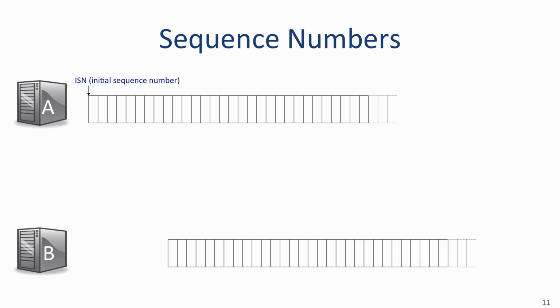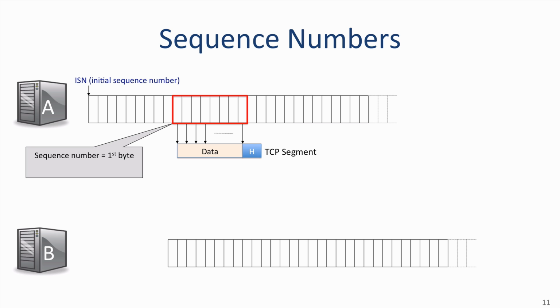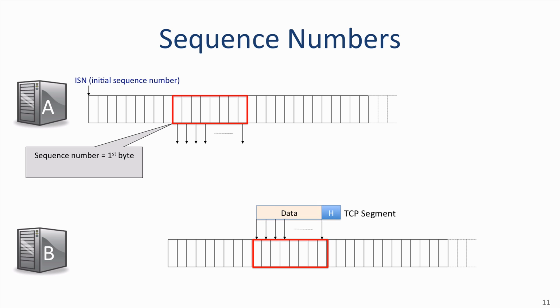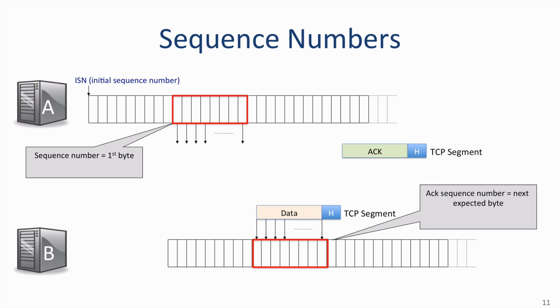So to summarize how sequence numbers work, the sequence number in a segment from A to B includes the sequence number of the first byte, offset by the initial sequence number. The acknowledgement sequence number in the segment from B back to A tells us which byte B is expecting next, offset by A's initial sequence number.